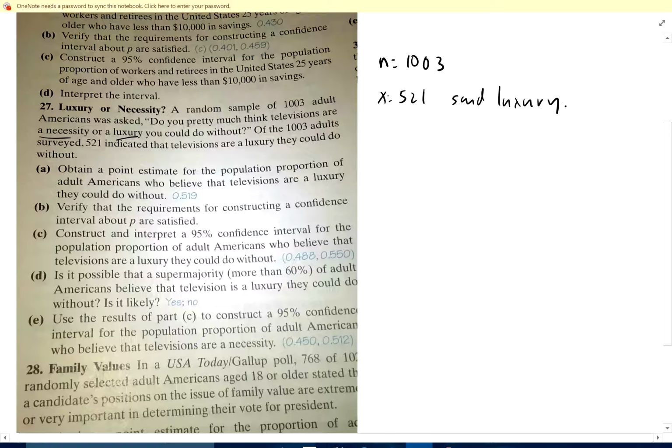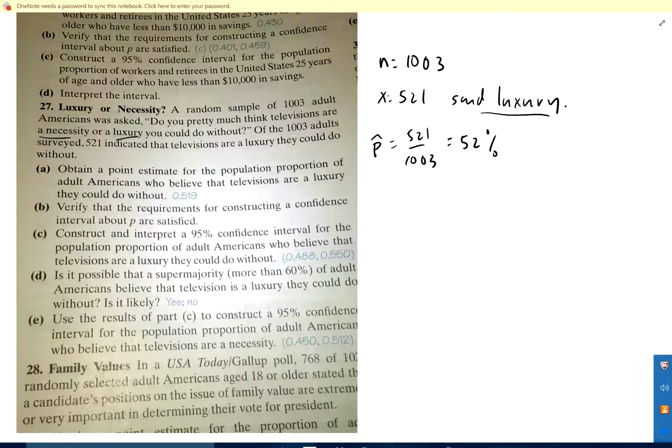Okay, obtain a point estimate. p hat is 521 over 1,003, which is 52%. So roughly 52% thinks it's a luxury. How do we ever go through time without a TV then, huh? For those of you that think it's necessary, which is 48% of the population. Funny how times change.